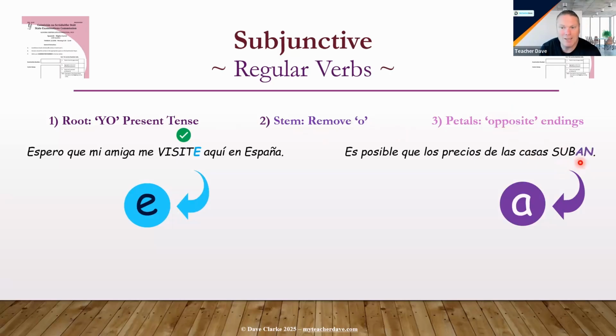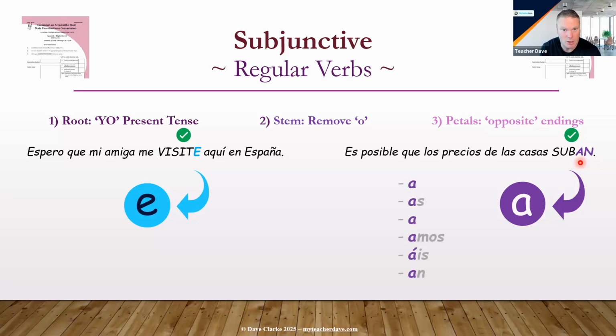Okay, so that gives us suban. Es posible que los precios de las casas suban. Okay, let's go a little bit deeper now. We know that that's perfect, no problem. But let's go a little bit deeper as to why it's perfect.